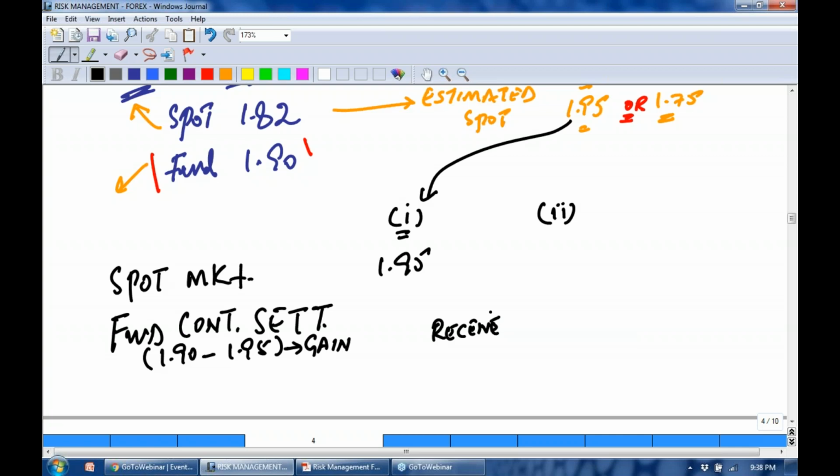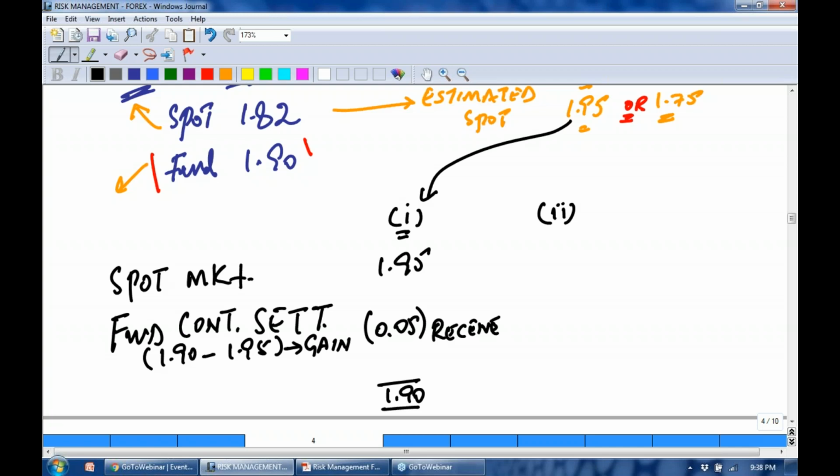1.9 minus 1.95, that is 0.05, and effectively the rate becomes 1.90. Bank will compensate me, I will receive.